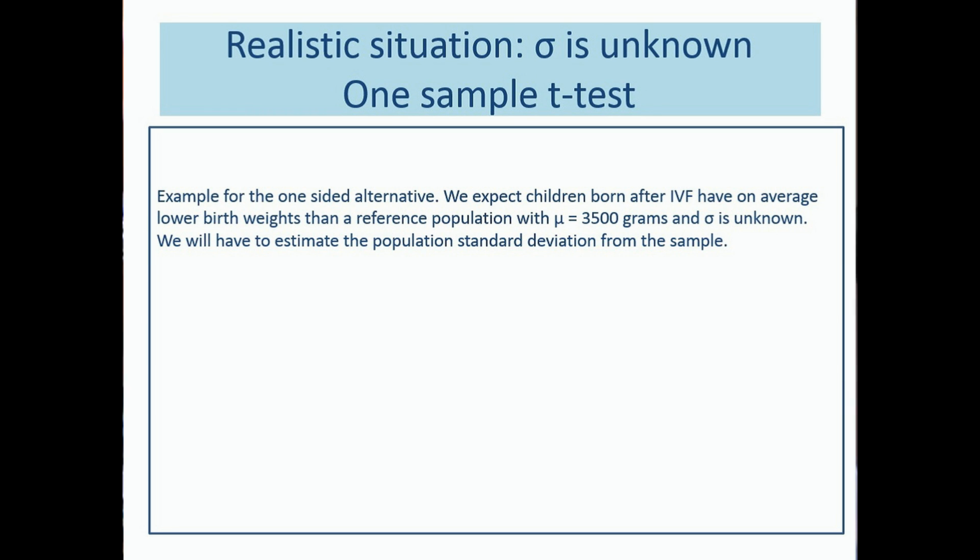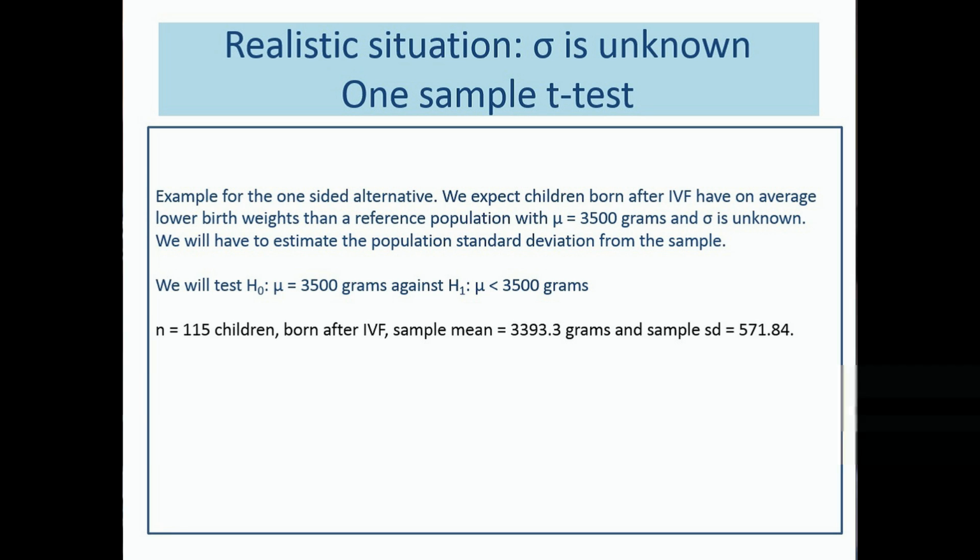Now we go to the more realistic situation in which the population standard deviation sigma is not known, and we will have to estimate this unknown population standard deviation by using the sample information. We will test the very same null hypothesis against the same alternative, mu smaller than 3,500 grams. Again, we have to standardize the information from the sample. The sample mean was 3,393.3, but now we have to use the sample standard deviation because sigma is unknown.